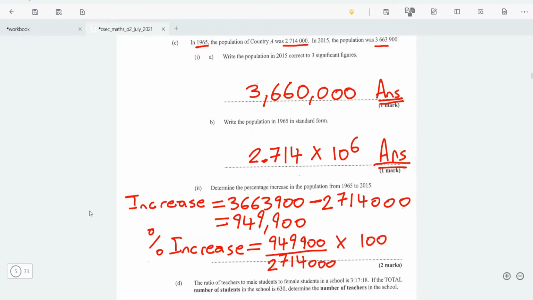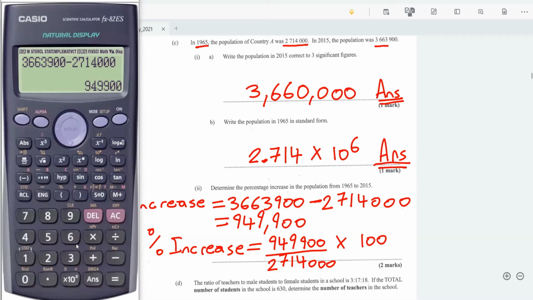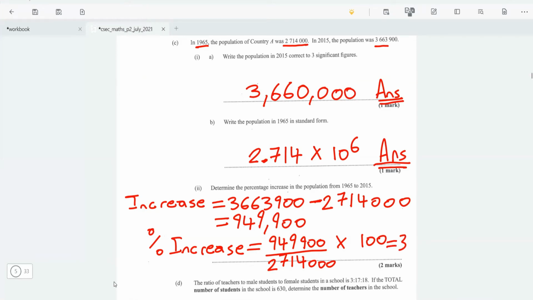So let us go ahead and put that in our calculator. So we go the 949,900. That's the answer stored in the calculator. Divide by 271,400. And then we multiply it by 100. When we do that, what we get is 35. So there's a 35% increase. 35%. All right? So there's a 35% increase in the population.